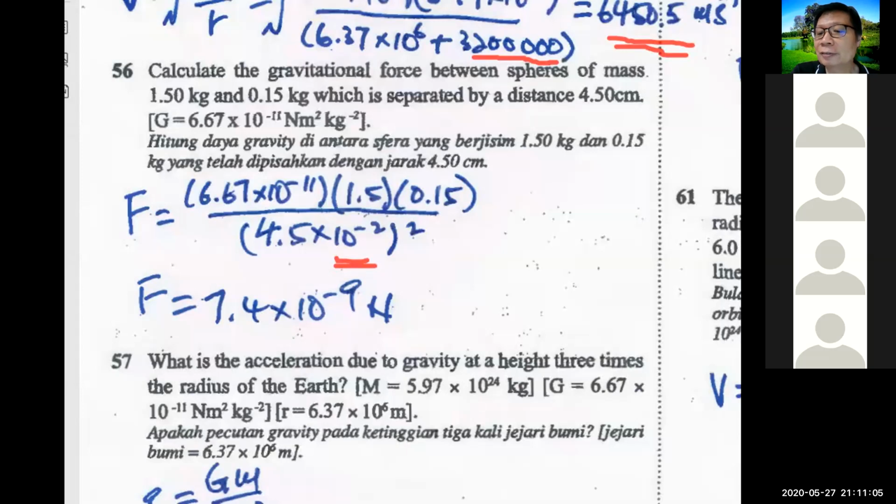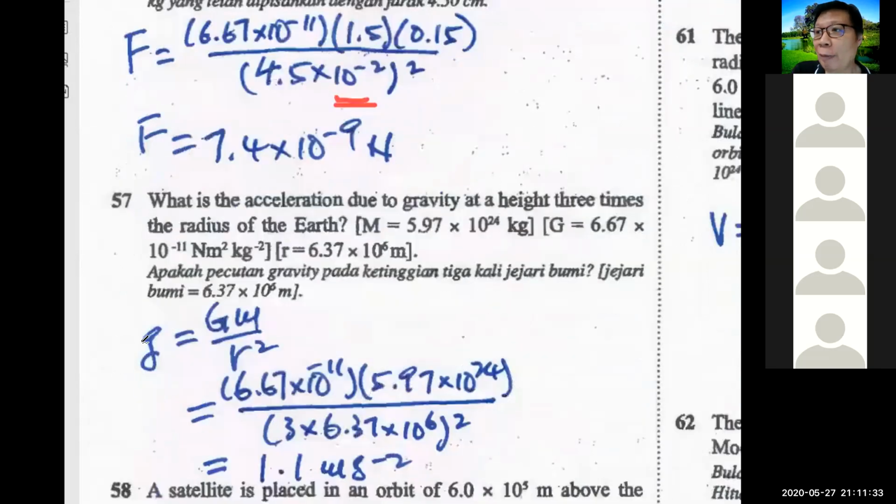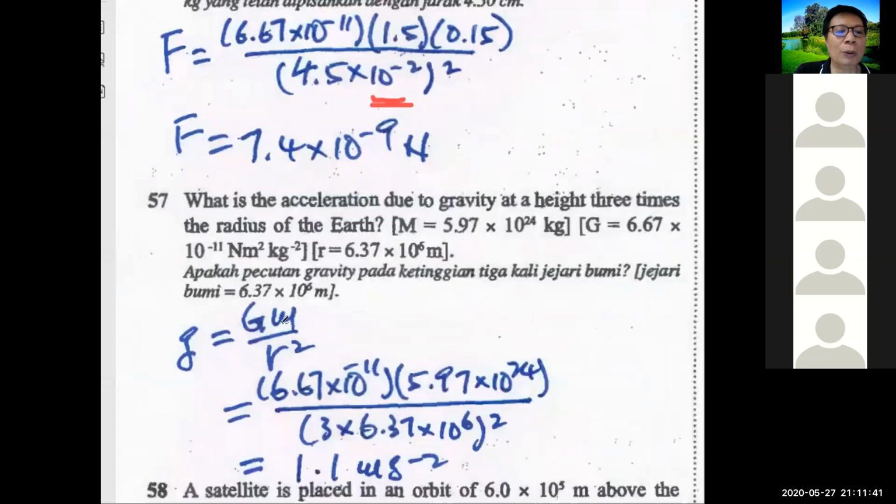Any idea? Manish, are you there? Yes, sir. What formula to find it? F equals GM over R square. Yes, correct. Not F, it is g. Maybe you pronounced it wrong. Gravitational acceleration is g. Don't use F. g equals GM over R square.